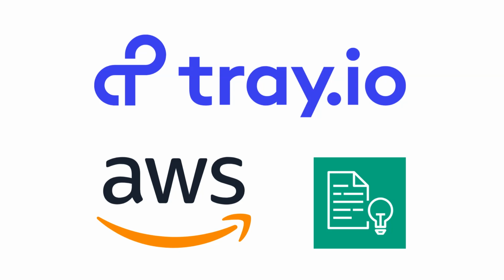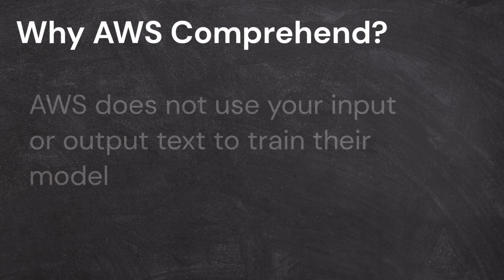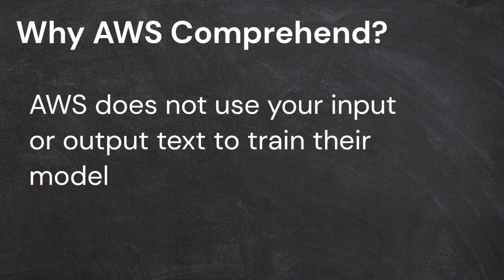We chose AWS Comprehend for three reasons. It is an API ready to use which comes with any Amazon Web Services account. AWS confirmed that they do not use any input or output text to train their model.